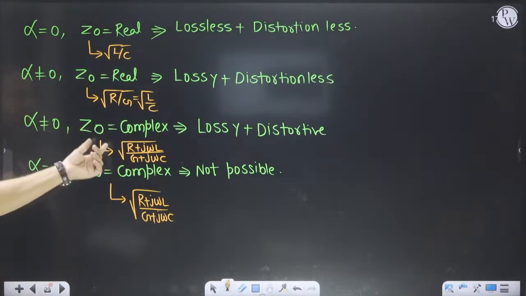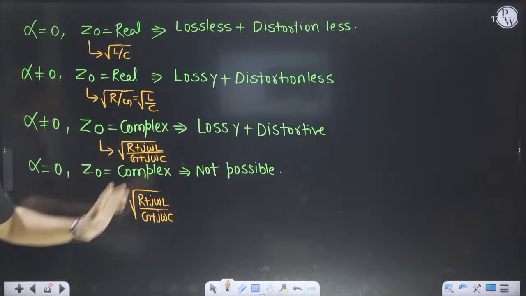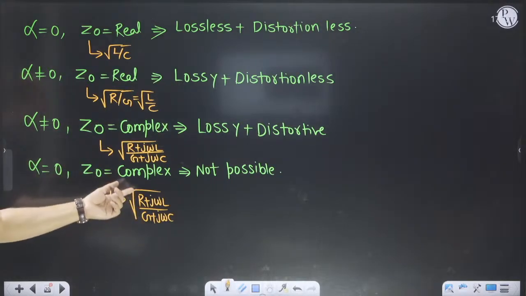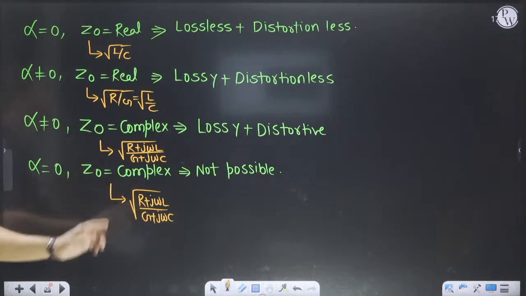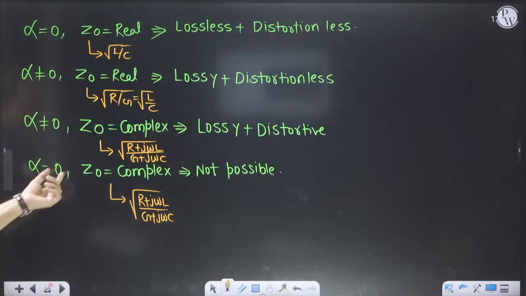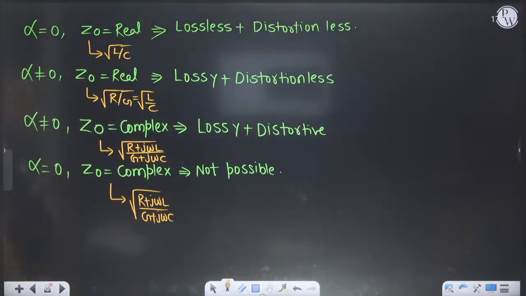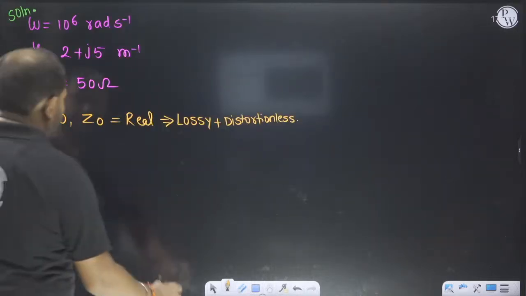If alpha is non-zero and Z0 is complex, then it is lossy and distortive. But if alpha is 0, then R or G will be 0, and then Z0 should be real. Since that is not written here, we know this is not possible. This is lossy plus distortionless.